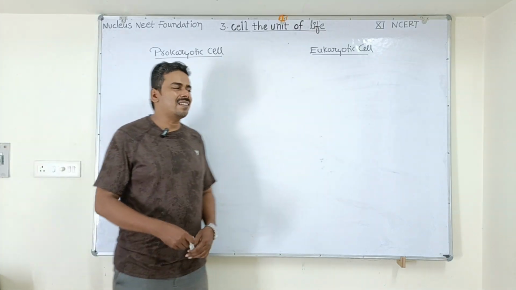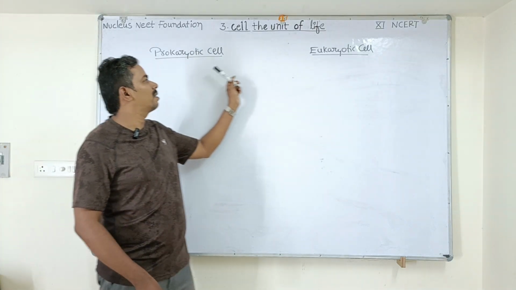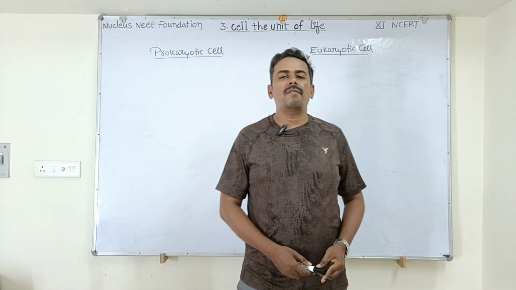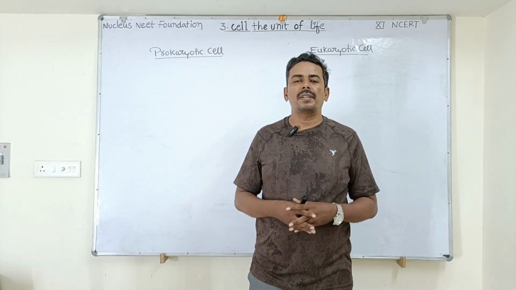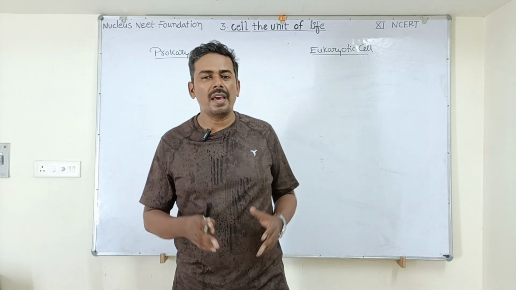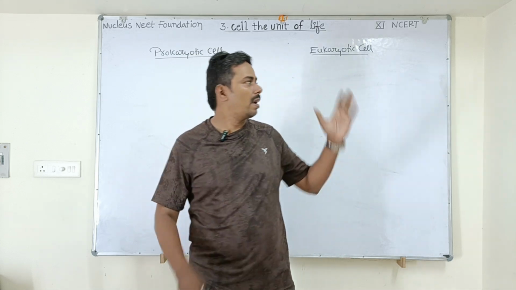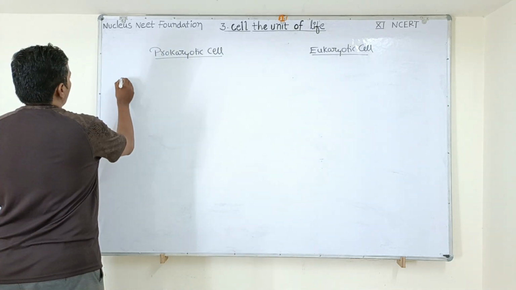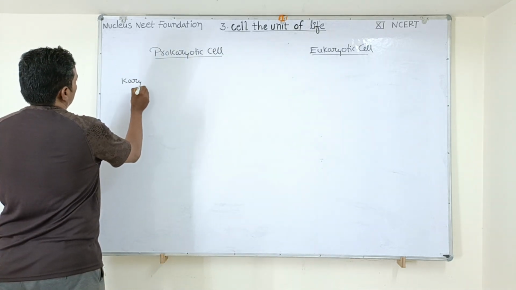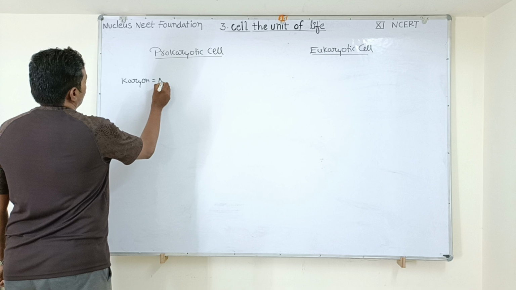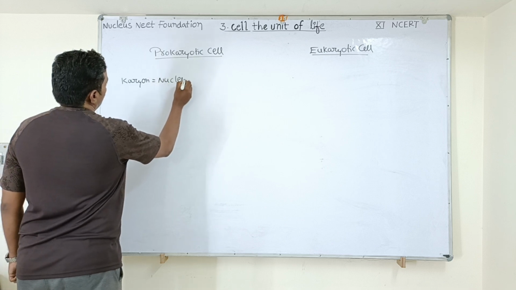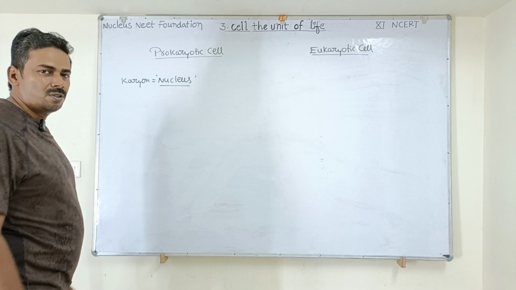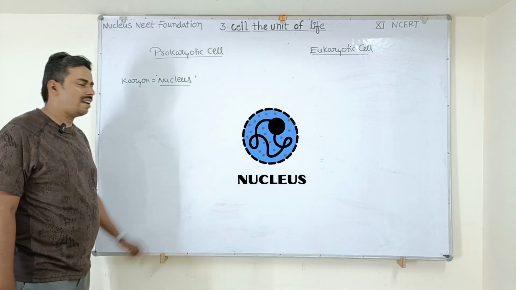Students, now let us discuss the concept of prokaryotic cell and eukaryotic cell. So the living cells can be divided into two types based upon the type of nucleus, that is prokaryotic cells and eukaryotic cells. So what is karyon? First of all, what is karyon? The term karyon means nucleus. Nucleus. This is also name of our YouTube channel, Nucleus Neet coaching, right?